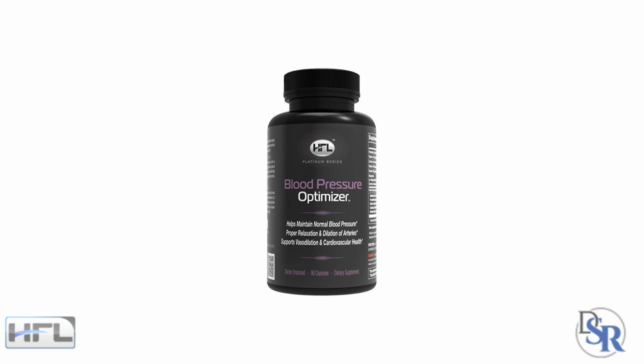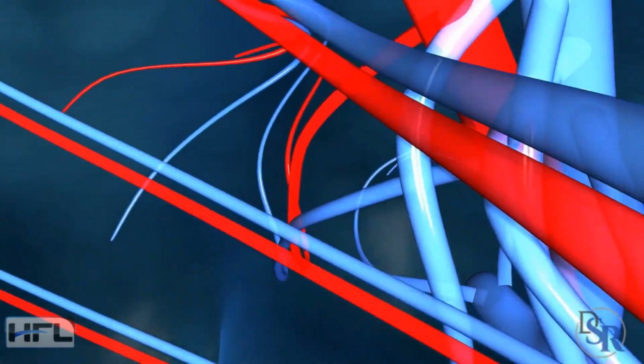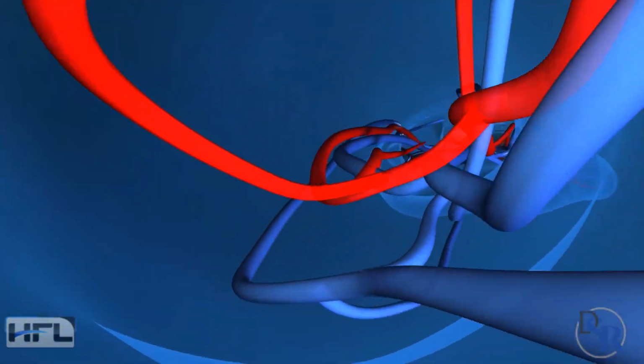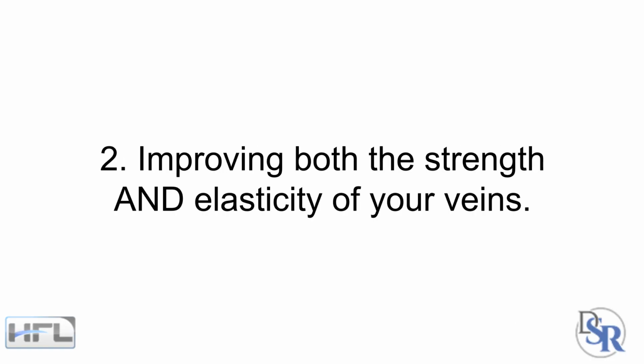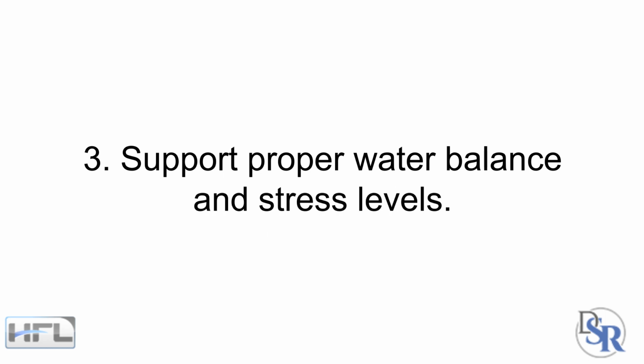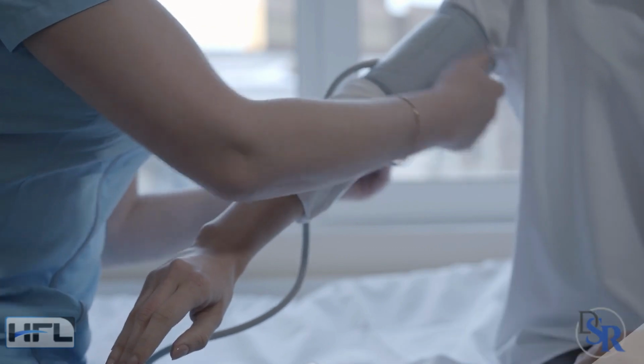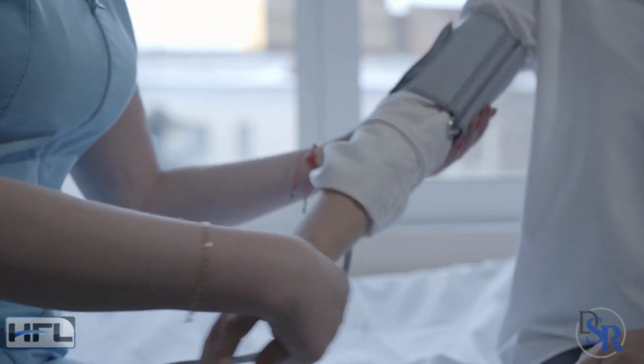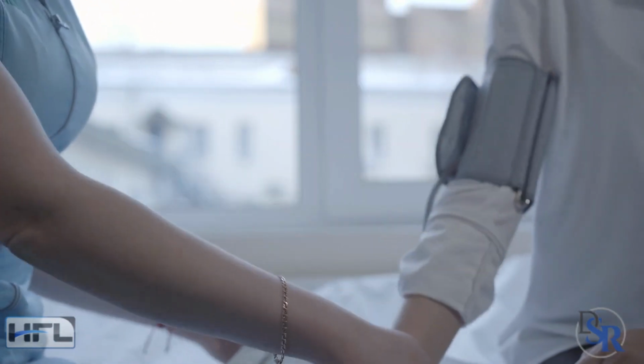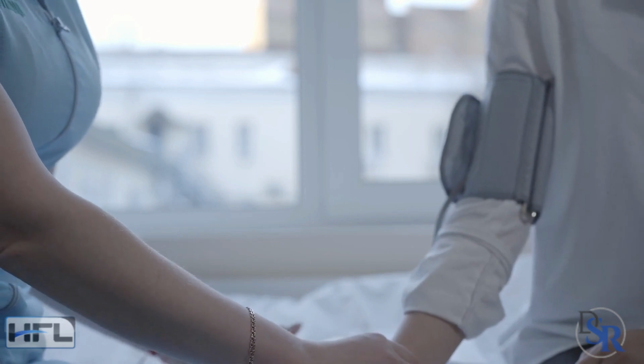Now, Blood Pressure Optimizer promotes healthy blood pressure and improves your systolic and diastolic numbers, your top and bottom numbers. And it does so by relaxing and dilating your arterial walls so there's better blood flow. It also helps improve both the strength and the elasticity of your veins and also helps support proper water balance and stress levels. And the truth is, I believe high blood pressure to be an even bigger problem than cholesterol levels when it comes to preventing a heart attack or stroke.